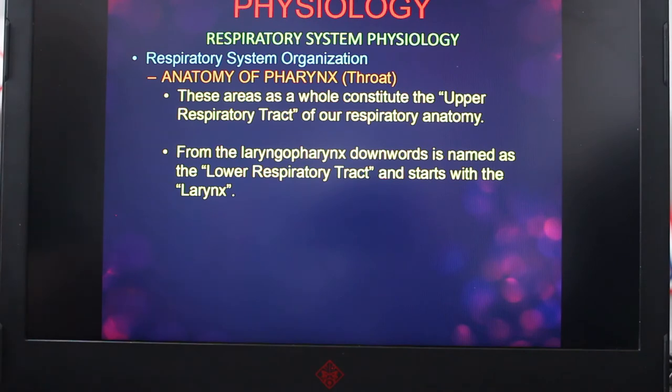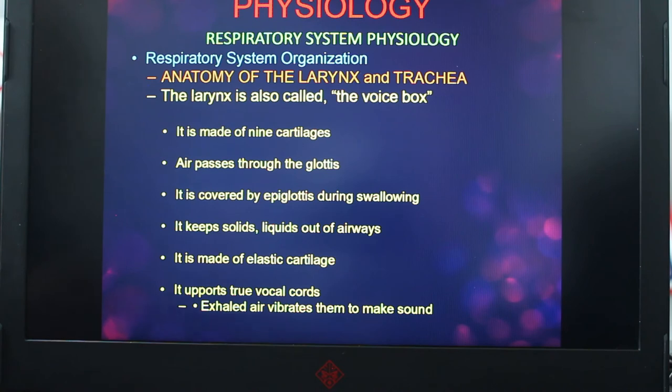These areas as a whole constitute the upper respiratory tract, as I told you before, or respiratory anatomy, and from the laryngopharynx downwards is named as the lower respiratory tract and starts with the larynx. The larynx is also called the voice box. It is made of 9 cartilages, and cartilages are those tissues found usually at the end of the bones. They're not as tough as bones. They form some cushioning for the joints, especially to make them work flawlessly.